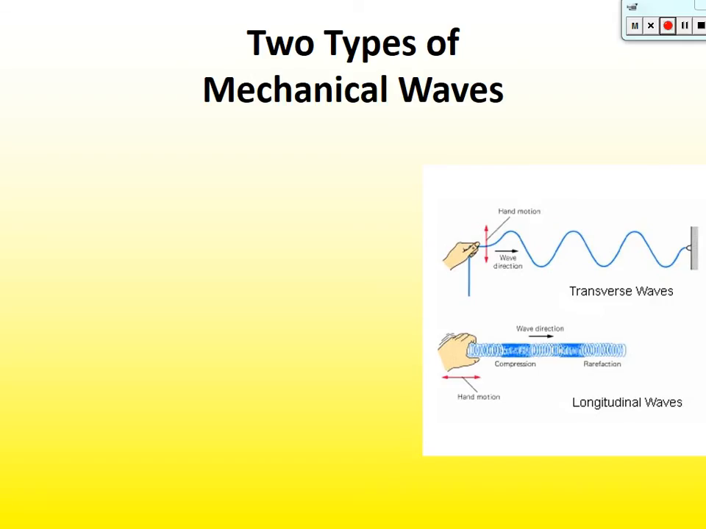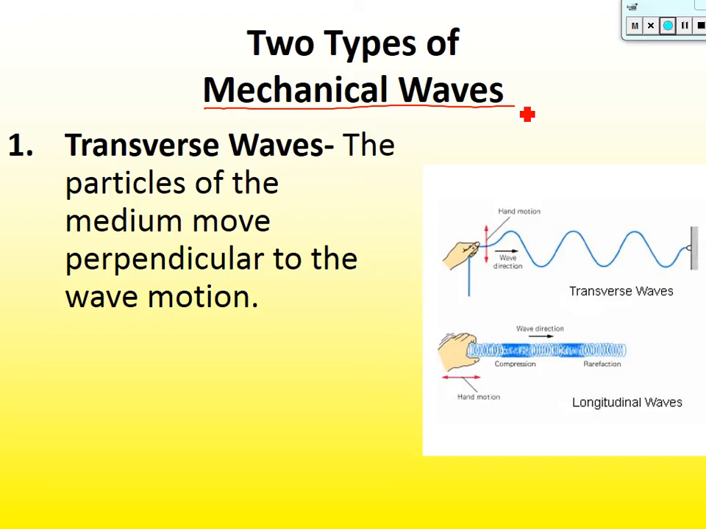Okay, now we're going to spend the rest of the day learning about mechanical waves. There's two main types. The first one is a transverse wave. Transverse waves, here's what happens. The particles of the medium move perpendicular to the wave motion. What does perpendicular mean? If I draw this line right there and I say draw a line that's perpendicular to that, how would you draw it? Up and down. It's going to meet this line at what angle? At a 90-degree angle. So perpendicular just means it's at a 90-degree angle.